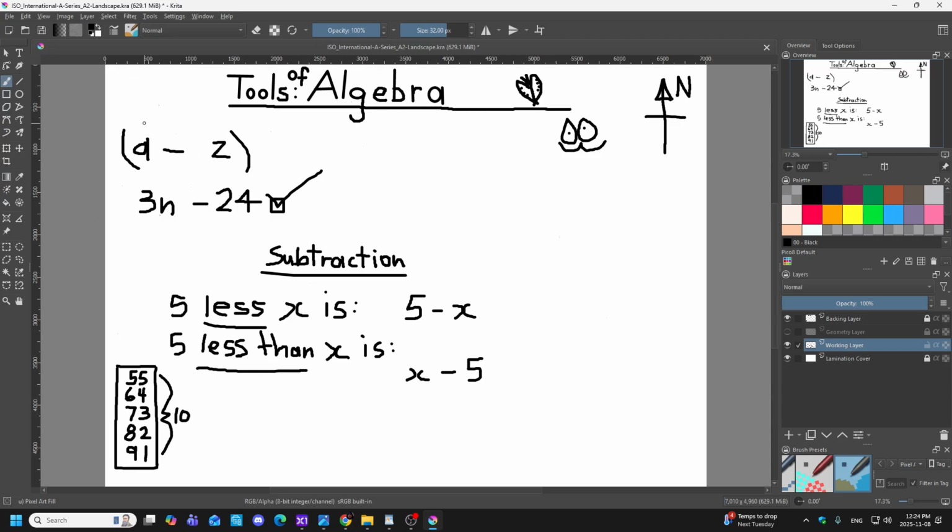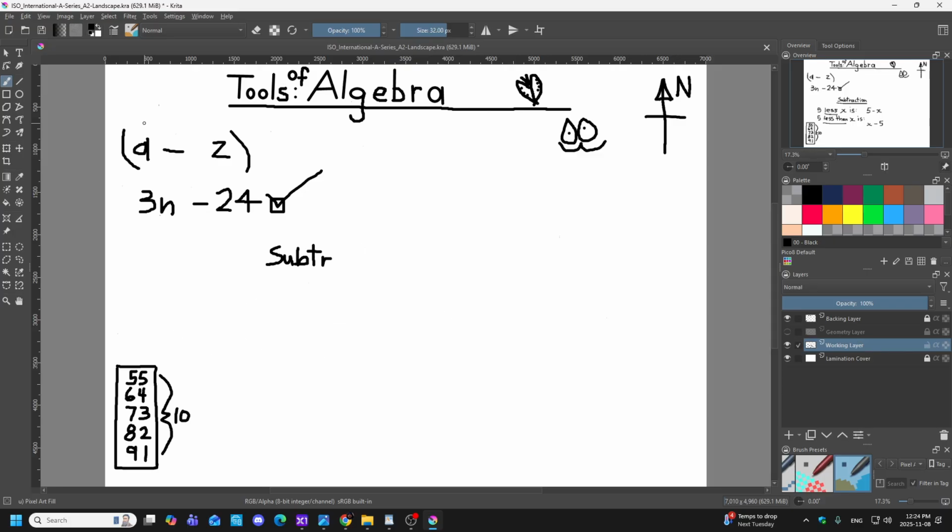Okay. Let us continue. F divided by 10. That's an easy one. F, they've given us the variable, divided by 10.